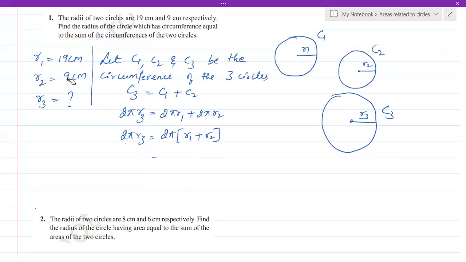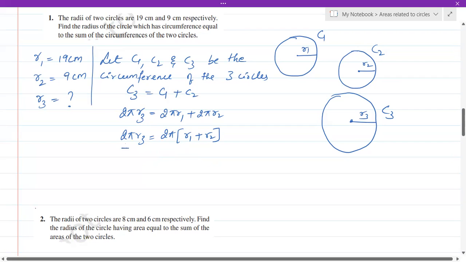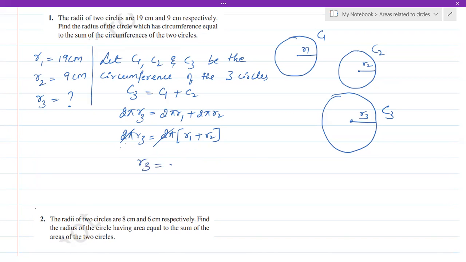Instead of doing this step directly, if you observe, 2 pi and R3 are in product, and 2 pi and this are in product, so you can directly cancel 2 pi and 2 pi. So we are left with R3 is equal to R1 plus R2. R1 is 19 and R2 is 9. So 19 plus 9 is 28. Therefore R3, the radius of the third circle, is 28 centimeter. They have asked us only the radius, so we have found just the radius.